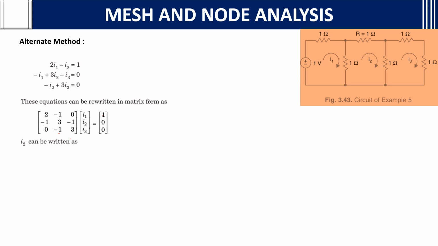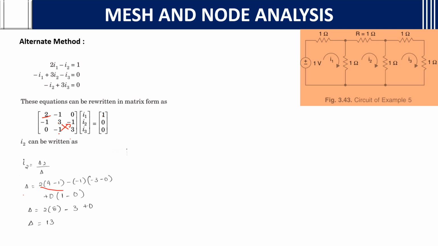We want to find mesh current I2, because they are asking for the power dissipated in R equals 1. The same Cramer's rule can be used to find I1, I2, I3, but I am showing only one current, that is I2. I2 equals delta 2 by delta. First we'll find delta. Delta is 2 into 3, 3 twos are 6... 2 into (3 times 3) is 9, minus 1 times 1, that is minus 1 into minus 1 is plus 1, so 9 minus 1.